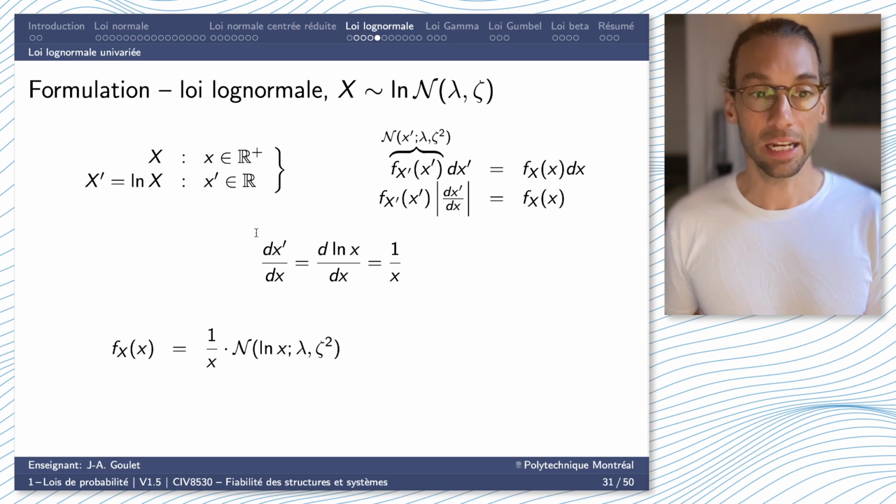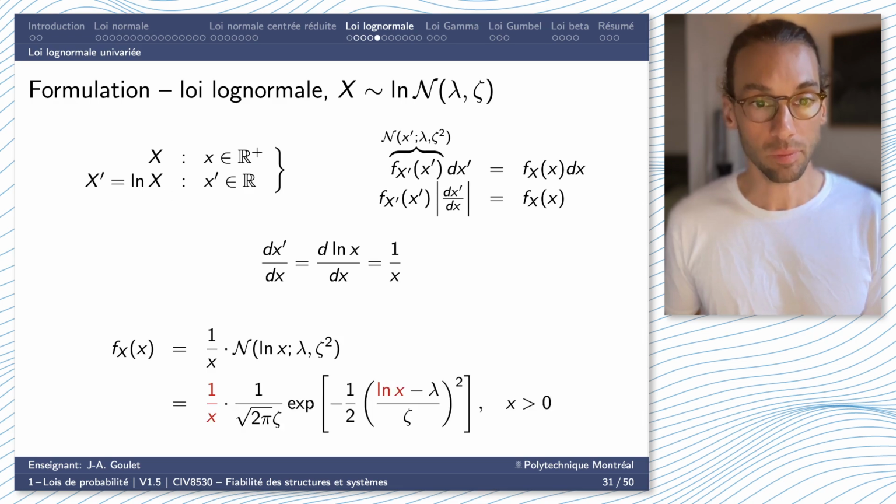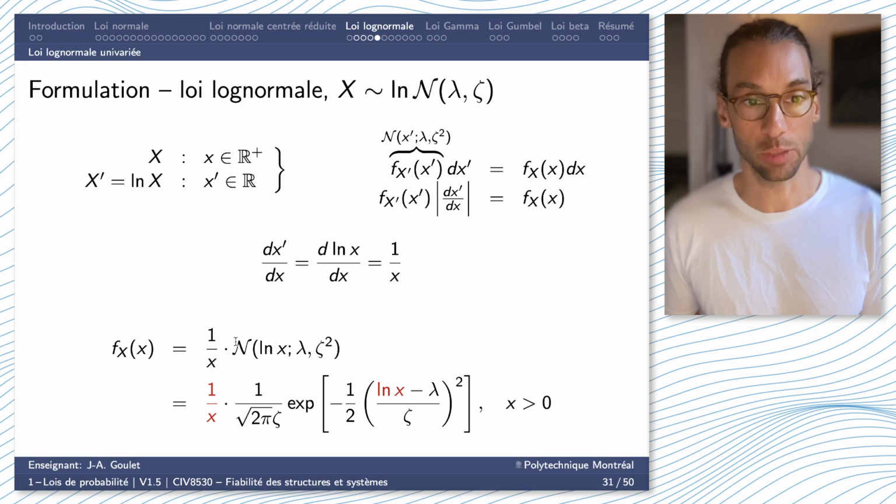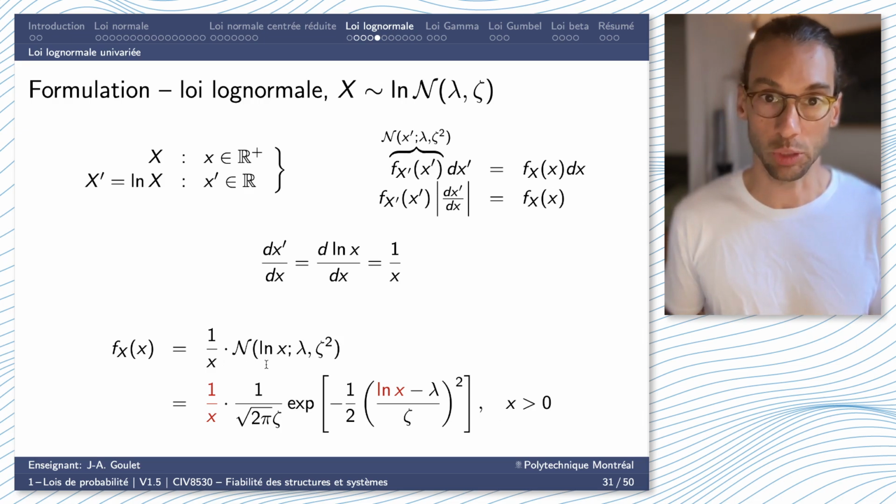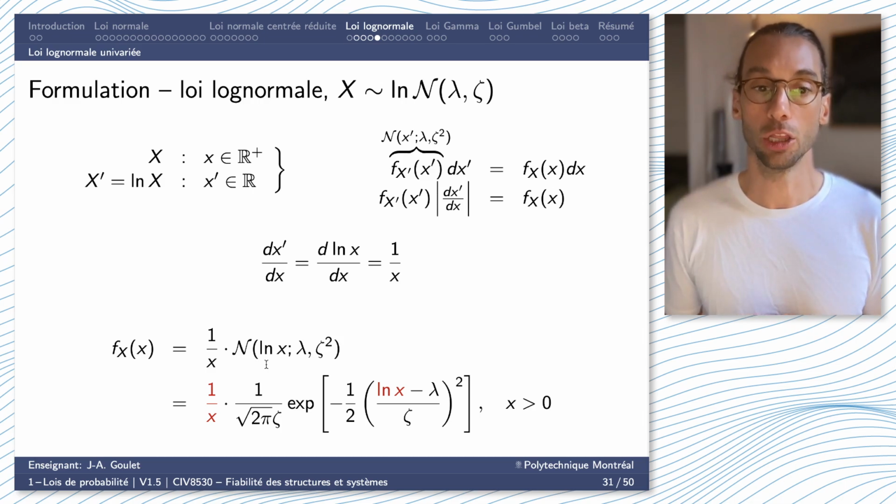So now I can directly use the expression for f of x. That's going to be equal to dx prime over dx, 1 over x, times the normal PDF, parameterized by lambda and zeta, evaluated for x prime equal ln of x. So if I develop this term knowing the expression for a normal PDF, I obtain this, which is the analytical expression for the log normal PDF.